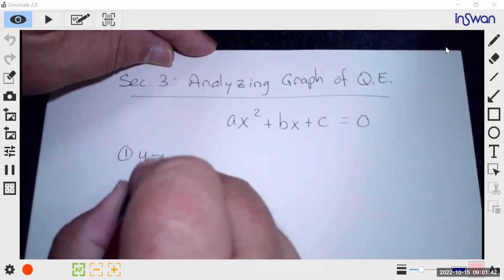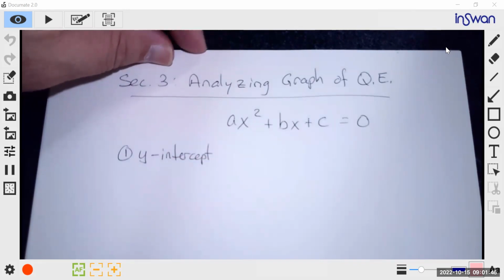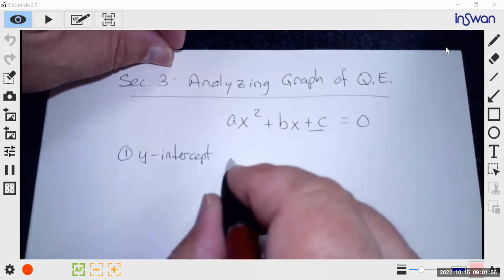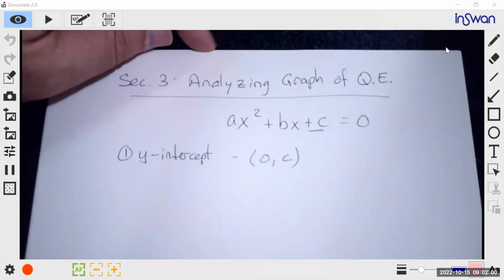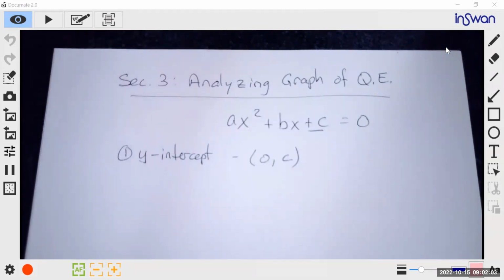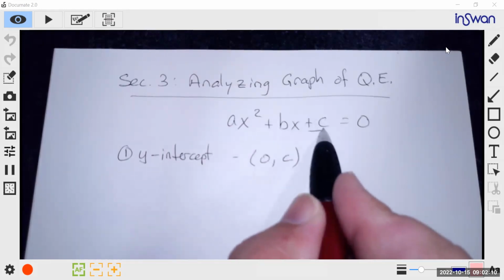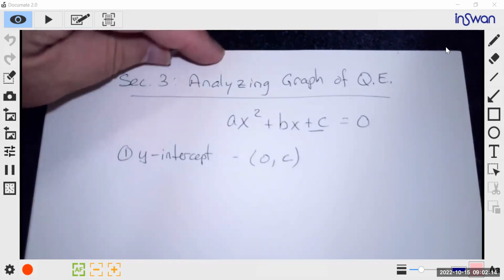We know the y-intercept. What's the y-intercept in this equation? The y-intercept is always the constant. It's c. The constant is always your y-intercept. Because how do you find the y-intercept? Set x equal to 0. In order to get rid of all the x's, what you have left is your y-intercept. So that's your first one.